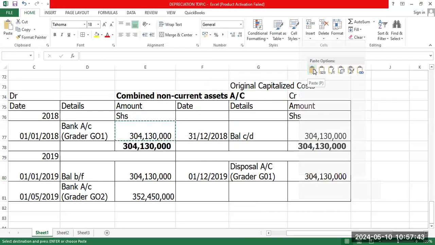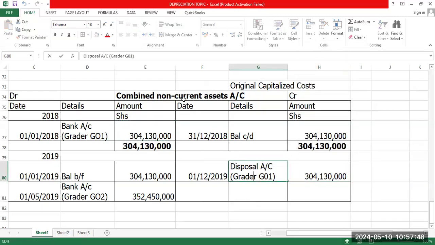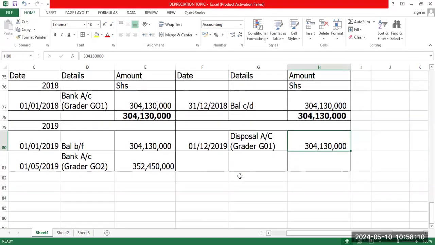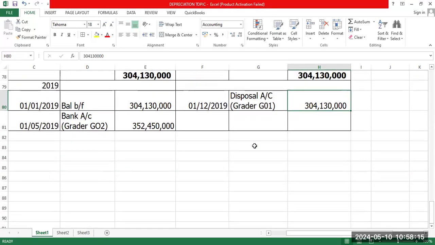304,130,000. So keep it in your mind that when you're dealing with asset accounts, we maintain original capitalized costs, both on disposal and on acquisition. Because here you're just removing this asset from your record. You need to know what is the actual cost you have. We will record the disposal amount when we are handling the disposal account. Do we have any other asset that we disposed of?